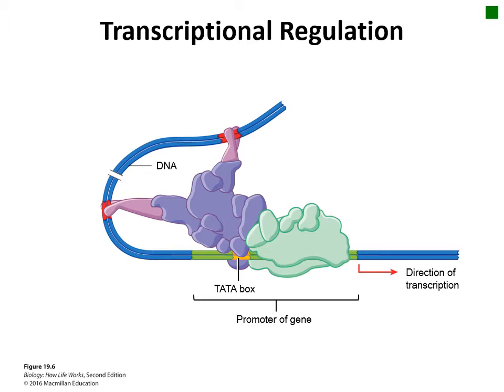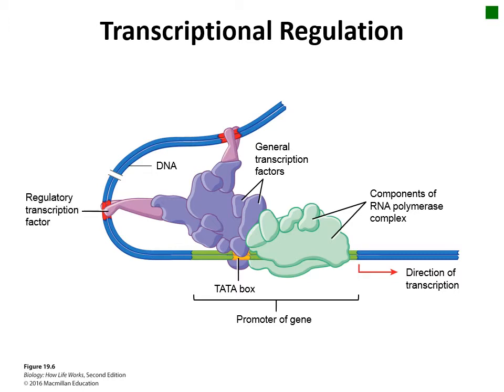can occur. The first level is initiation of transcription. In order for transcription to occur, general transcription factors first bind to the promoter to recruit RNA polymerase. This process is regulated by controlling the recruitment of the general transcription factors to the promoter region of DNA. This is done by regulatory transcription factors.